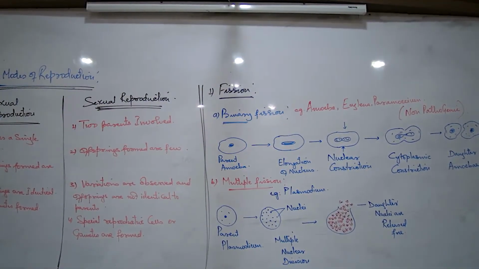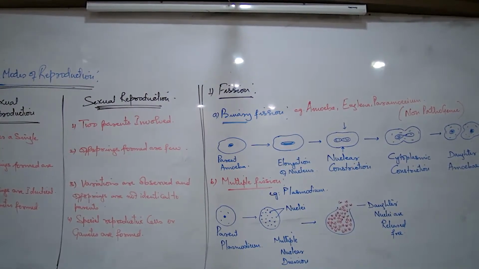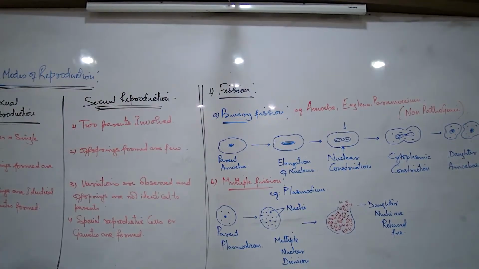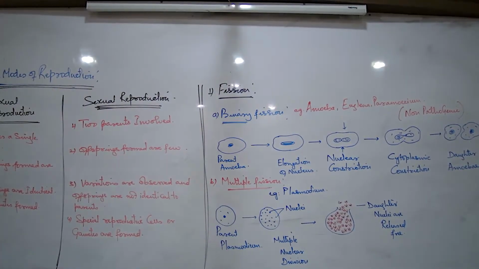So now tell me, what are the two major differences between binary and multiple fission? Number one, what to write? Look at the diagram, look at the figures. What are some of the major differences to write? Number one, about the nuclear division, what can you write?